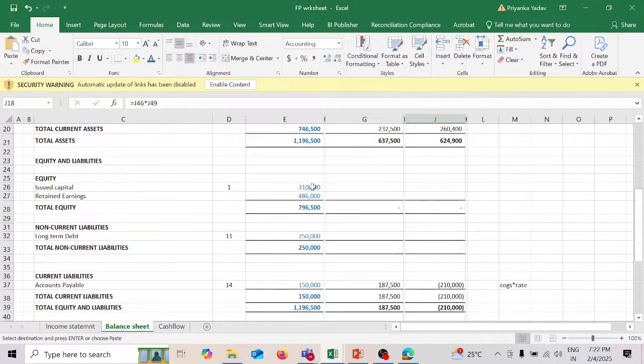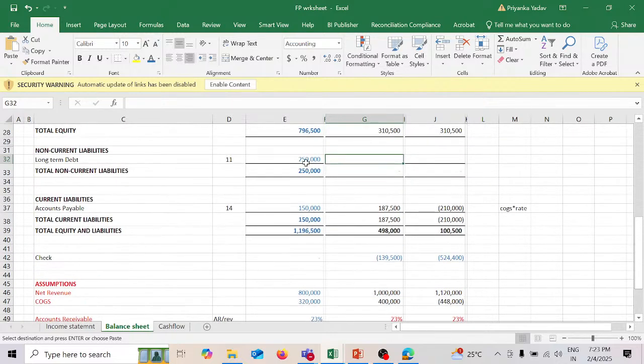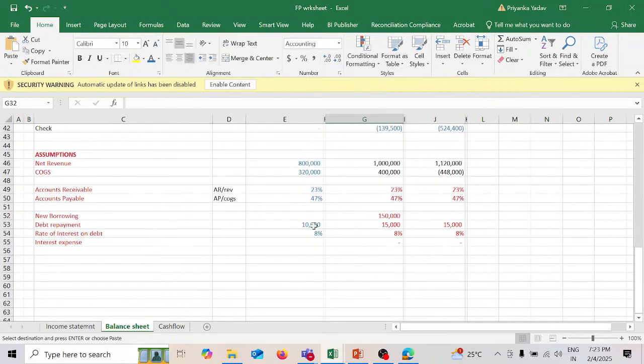Now you can see over here in issued capital, this is capital, so this will remain intact for all the 3 years. And this is retained earning, which we will bring from your income statement later on. Let's calculate long term debt over here. Right now it is 2,50,000. If we see the borrowings over here, this year we were already having 2,50,000 as shown in the historical data.